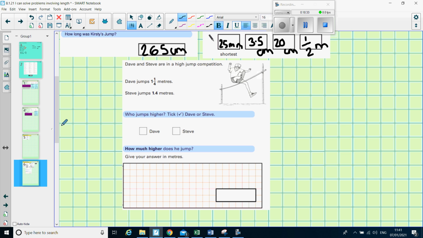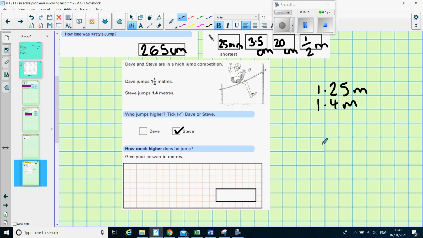Okie dokes. Dave jumps 1.25 metres. So I need to know what a quarter is as a decimal, and hopefully you've remembered that a quarter is 0.25. But Dave jumps 1.25 metres. And Steve jumps 1.4 metres. So I now know who jumped the furthest. Well, I know Steve jumped the furthest. He jumped 1.4 metres, whereas Dave jumped only 1.25. But the next part says, how much further? Give your answer in metres.